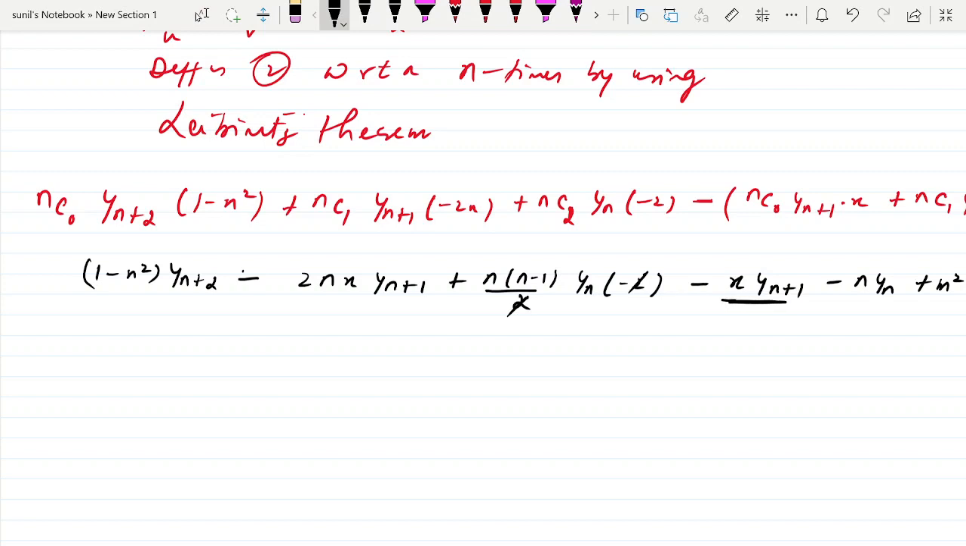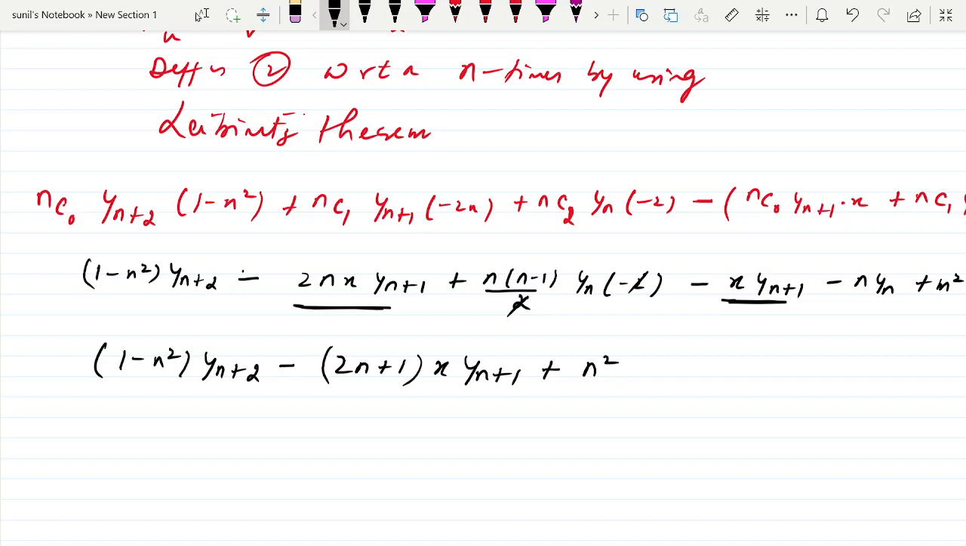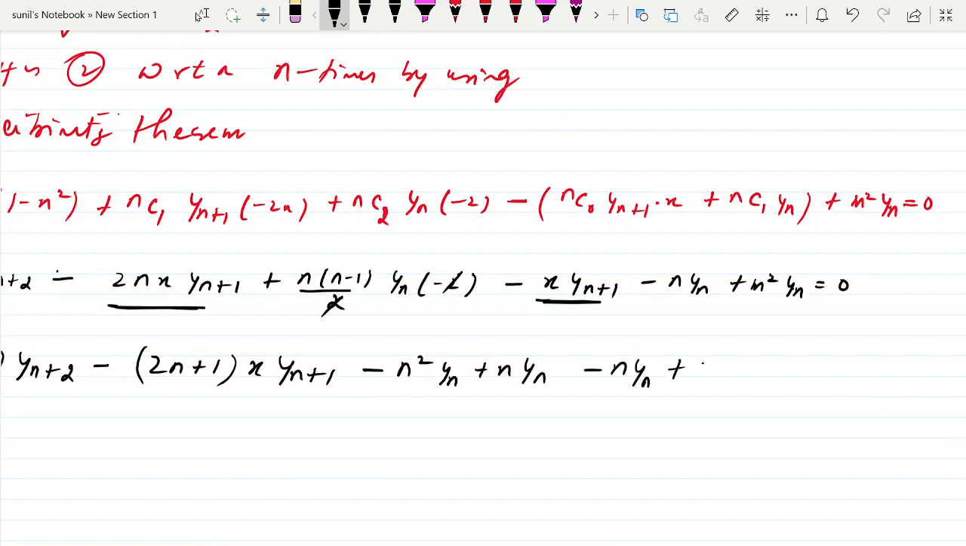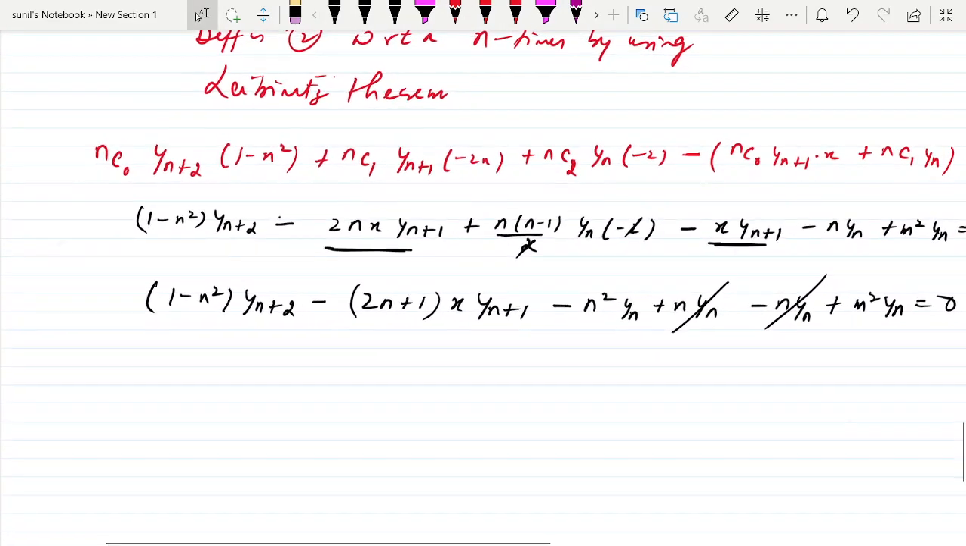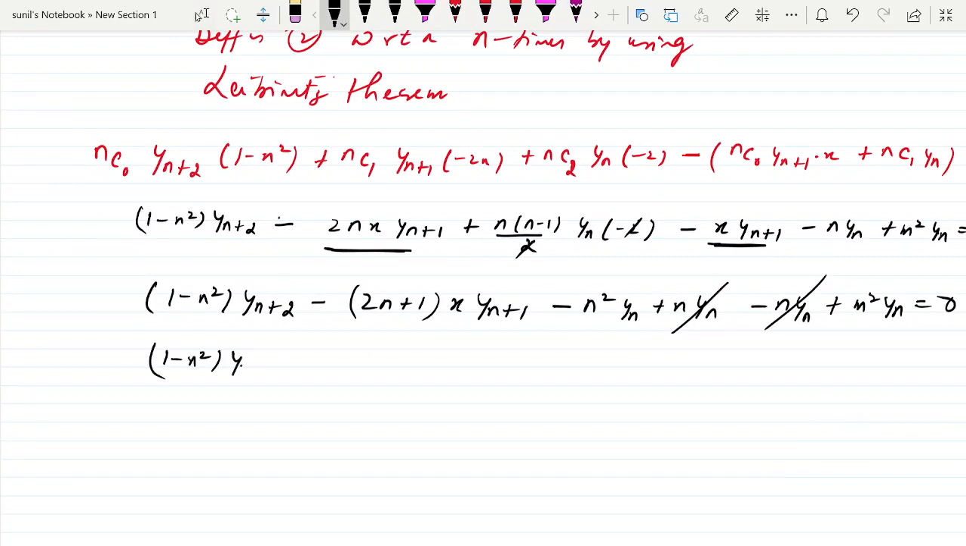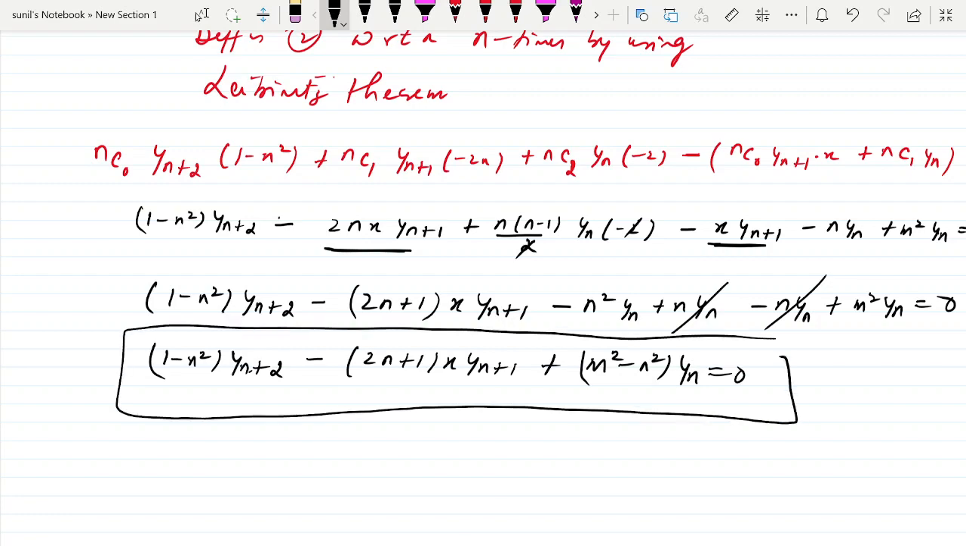Now see, can we merge these two terms together? Yes, of course we can. This is y_{n+2}, so minus (2n plus 1) into x times y_{n+1}. Now let us simplify it. The minus sign is there, so minus n square y_n plus n y_n minus n y_n plus m square y_n. Now this will get cancelled. Now again rearrange the terms: (1 minus x square) y_{n+2} minus (2n plus 1) x y_{n+1}. So I can write this as (m square minus n square) into y_n. Now guys, this is the thing we want to establish, so hence proved.